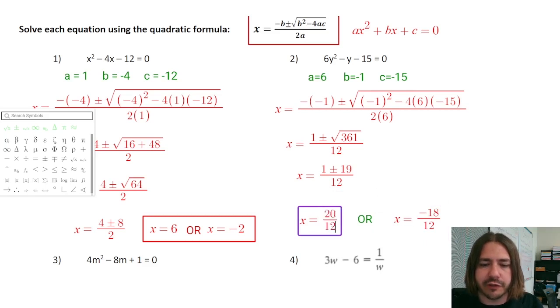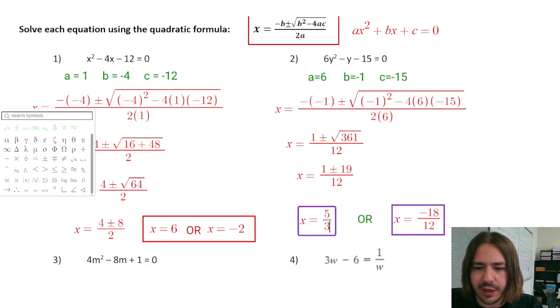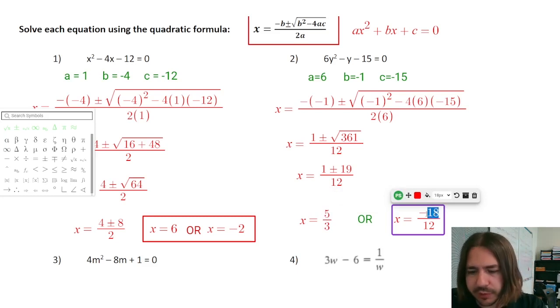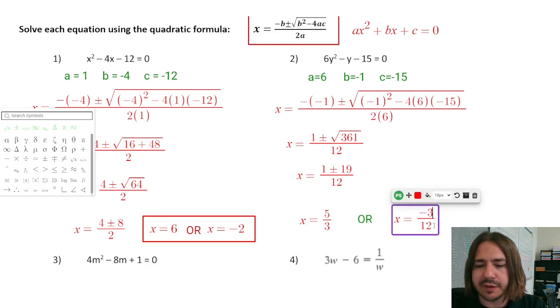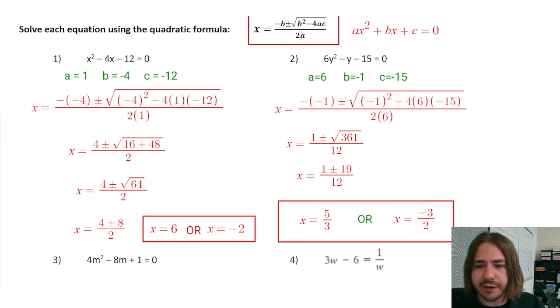20 over 12, both of these are divisible by 4, so we can say this is 5/3. And then 18 over 12, both of those are divisible by 3, but can we go bigger? Oh, they're divisible by 6. We can go a little bigger there. So 18 divided by 6 is 3. 12 divided by 6 is 2. We get 2 solutions here, 5/3 and negative 3/2.